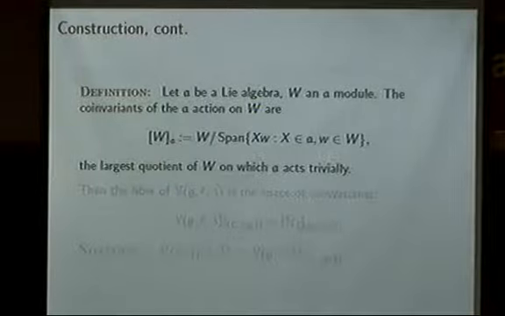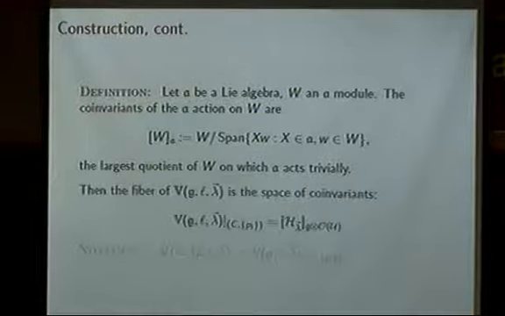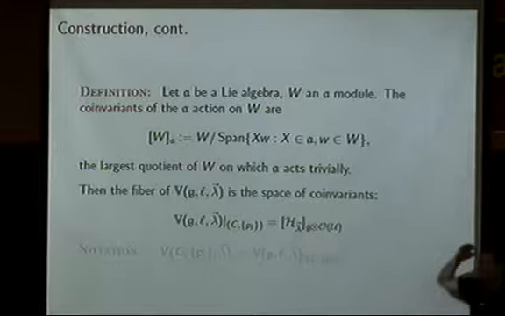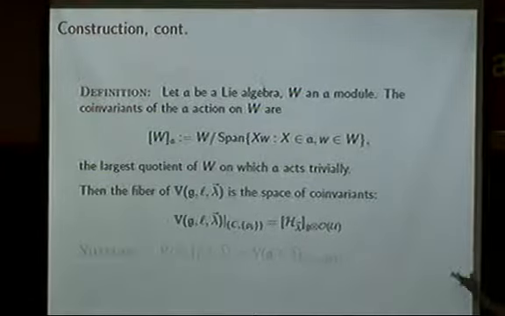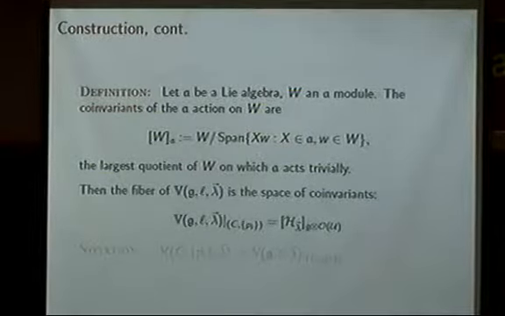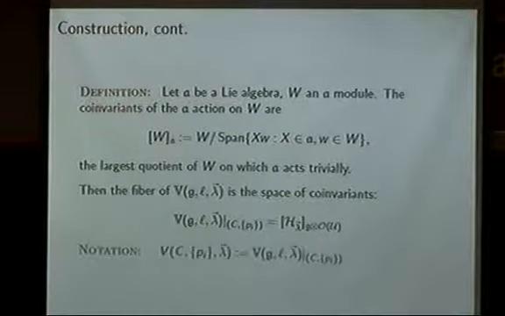Then the fiber of my vector bundle is just going to be the vector space of coinvariants. I take H lambda, it has an action by G tensor O of U, and I take the coinvariants by that action. And just for notation, to lighten things up a little bit, I'll denote that vector space as V, recording C, the marked points, and lambda.